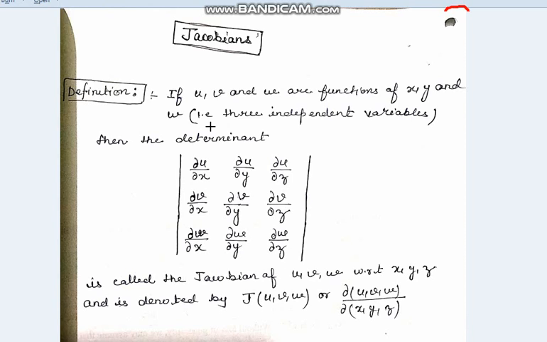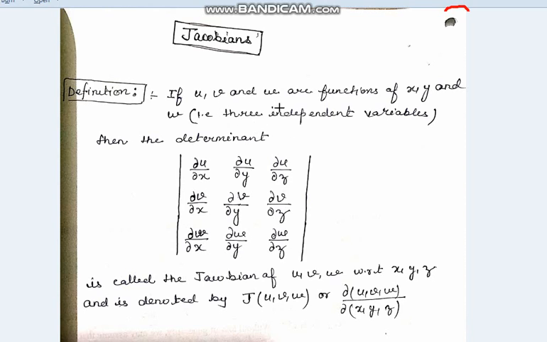How we can calculate the Jacobian of two or more functions. So let us suppose that we are given u, v and w, three functions, and these three functions are functions of three variables x, y and z respectively.